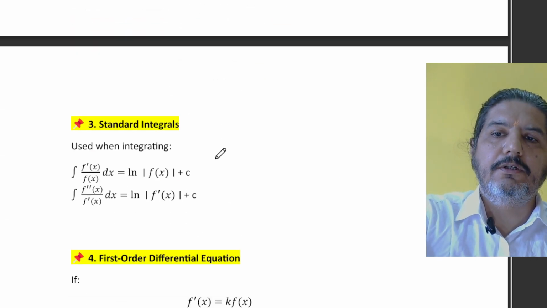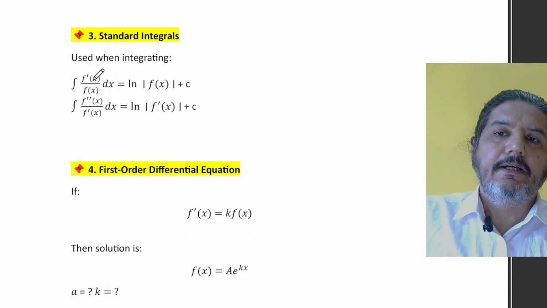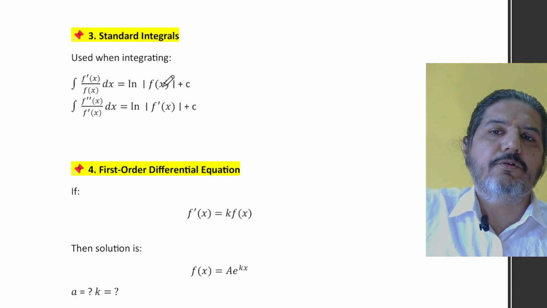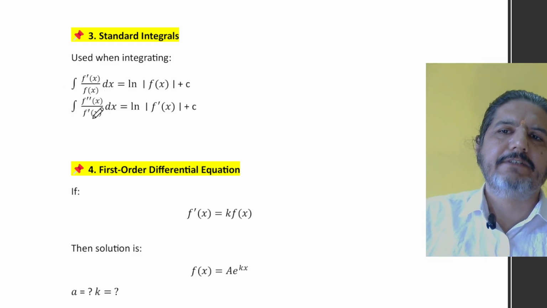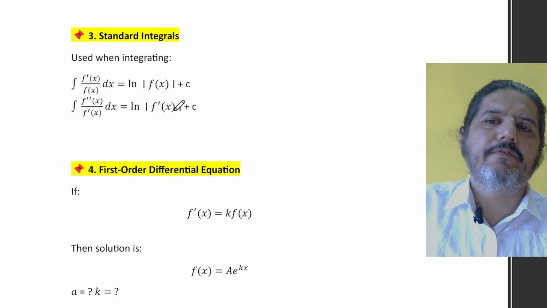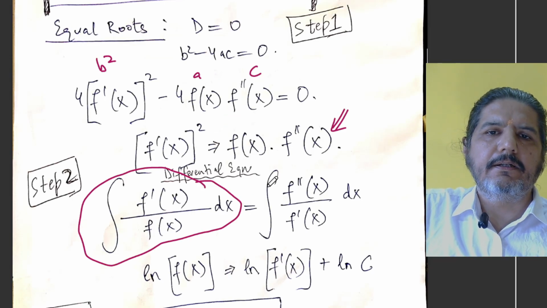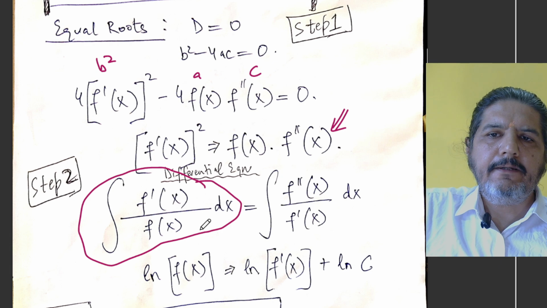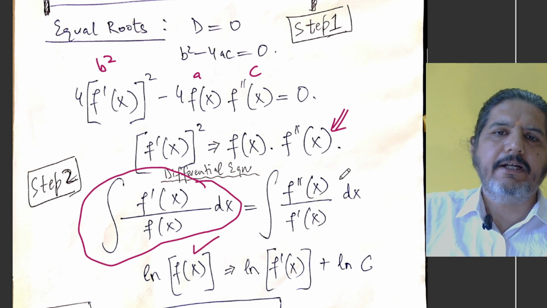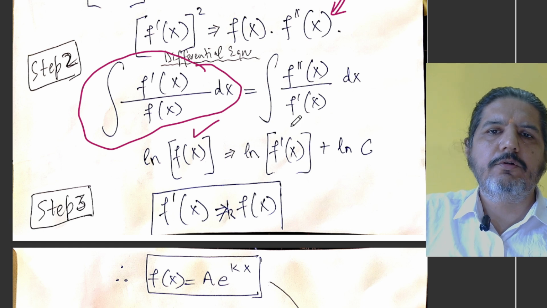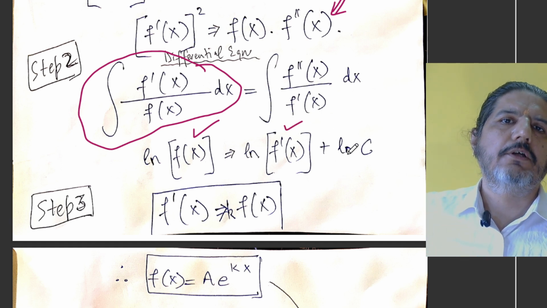For this I can use this formula, that the integral of f dash x upon f x is equal to log f x plus c. Similarly, for the other term I can use this formula, that the integral of f double dash x upon f dash x is equal to log of f dash x plus c. So these are the two formulas that I am using at this step. So that is why f dash x upon f x would be equal to log f x, and f double dash x upon f dash x would be equal to log f dash x plus log c.